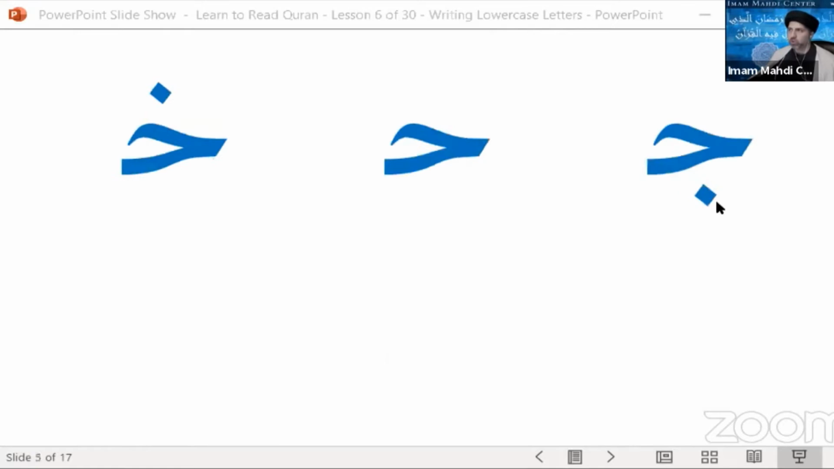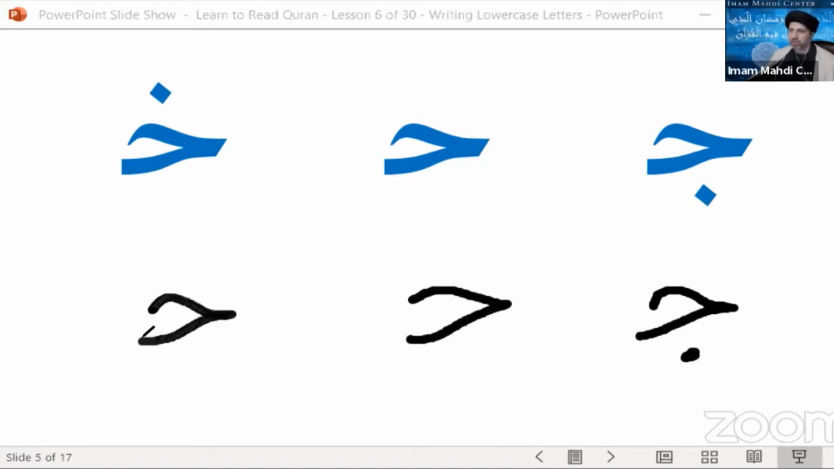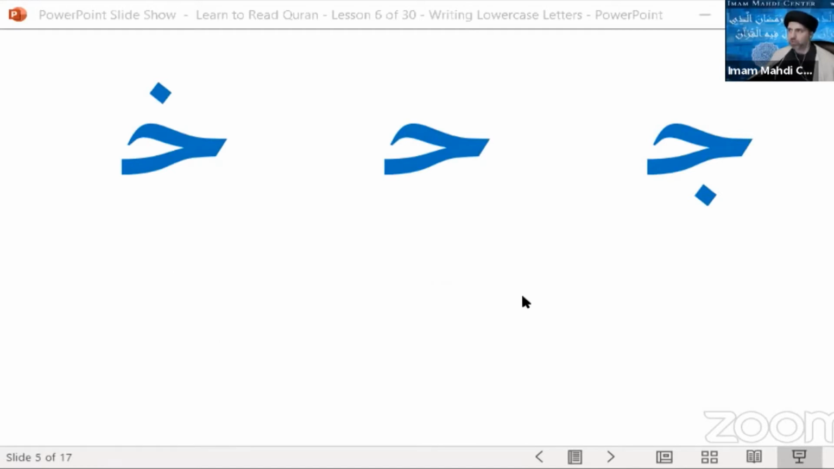We're going to first write the jim. As we practice while tracing it, we come to the right and then we finish the bottom. And the jim has 1 dot. Now we're going to write the ha in the same way, but the only difference is that the ha does not have any dots. And now we're going to write the kha with the same basic shape, and the kha has 1 dot on top. So now we have the jim, ha, and kha. And now we're going to go to the next group.